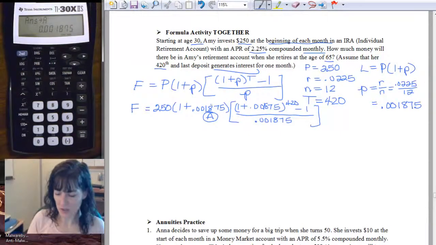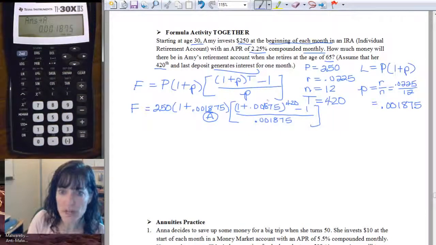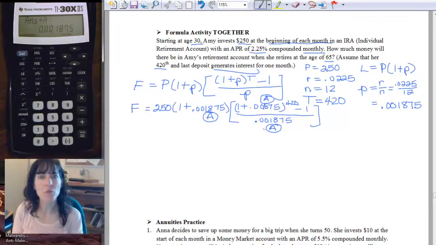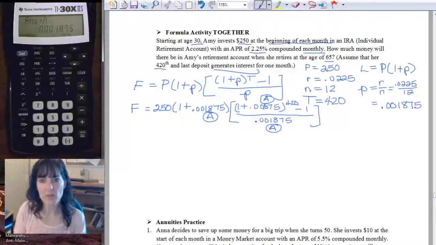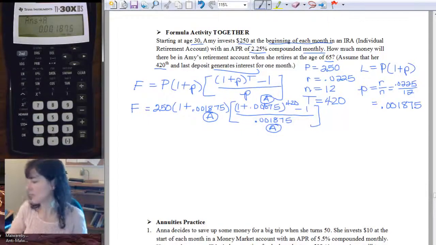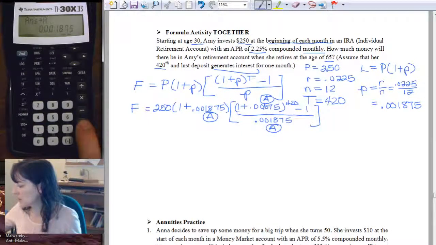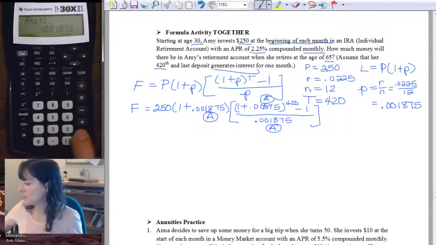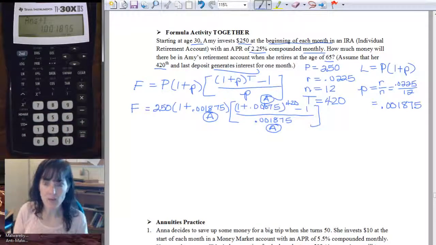That's perfect. So now when I need to use it, I just have to pull it out of the A bin, and I'll get that 0.001875. So I wrote that on there also to help me out. But what I need to do here is add 1 to that. I have to still work inside the parentheses first, so plus 1 equals, and now I have 1.001875.